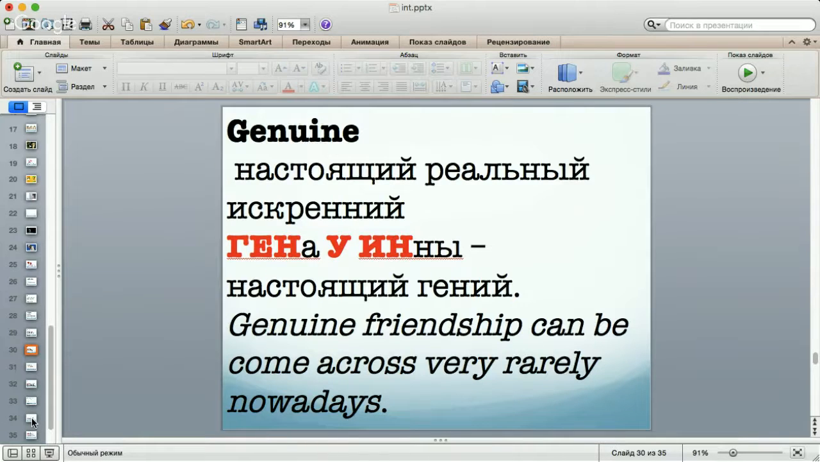Again, in this sentence, we have got the example of passive voice, because three forms of the verb to come are come, came, come, and it is preceded by the modal verb can plus the verb to be. So can be come across is again an example of passive voice.